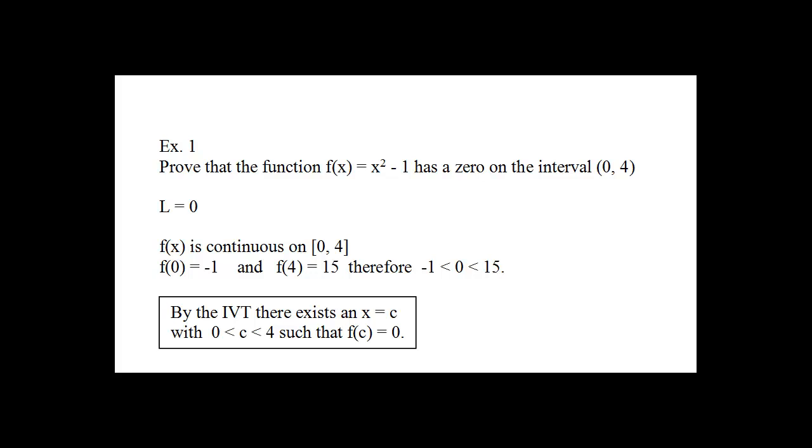We've satisfied the two requirements to use the intermediate value theorem. Now we can say, by the intermediate value theorem, there exists an x equals c with c between 0 and 4 such that f(c) is equal to 0.